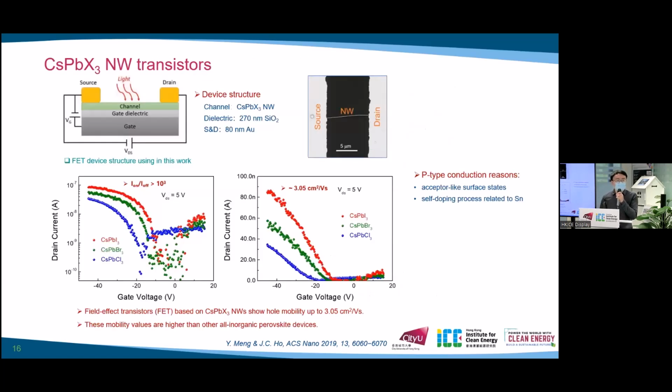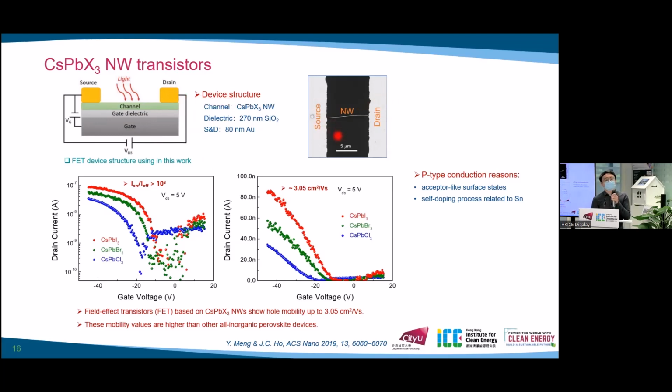After the successful fabrication of cesium-lead halide-3 nanowire, we also made the transistor based on this nanowire. A bottom gate top contact device structure is used. The cesium-lead RS3 nanowire was used as channel, and the 270 nanometer silicon oxide was used as gate dielectric, and 8 nanometer gold was used as source and drain electrode.